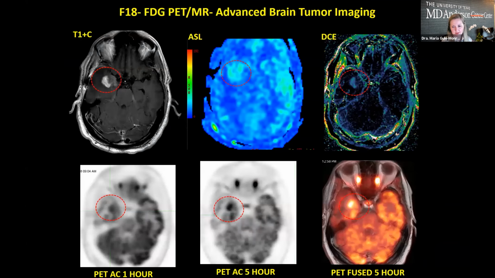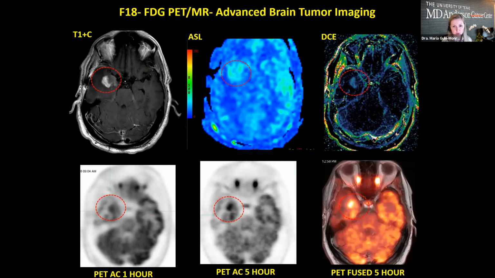Next case. This is a right temporal glioblastoma, also status post resection and chemoradiation. Again, we see this nonspecific enhancement in the right temporal lobe noted on imaging. Is this radiation necrosis or is it true progression? In this case, the lesion was located near the skull base, which makes MR spectroscopy and DSC challenging. A PET MR with advanced brain tumor imaging was performed.